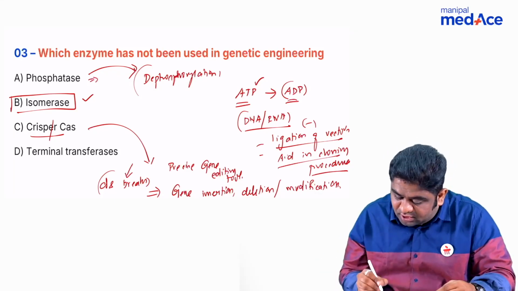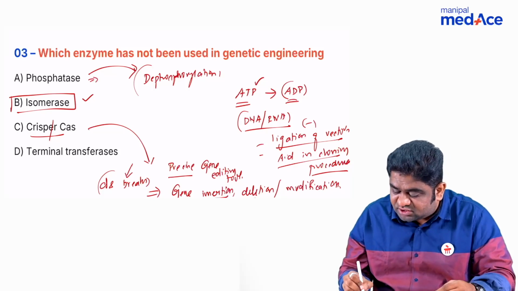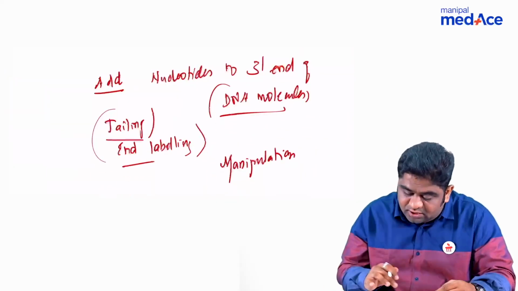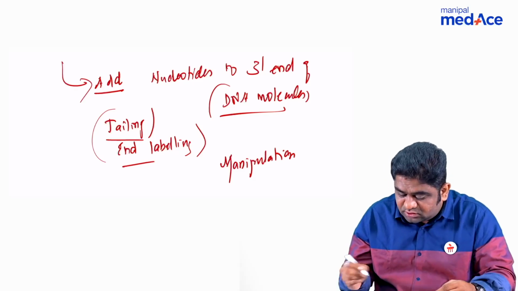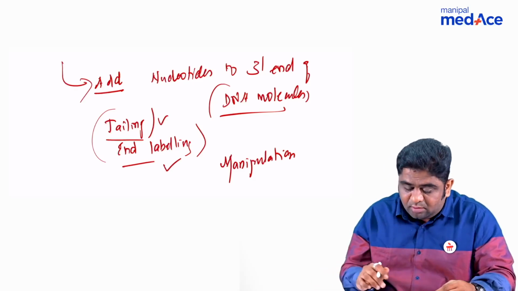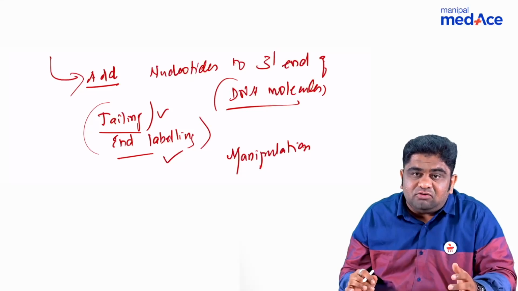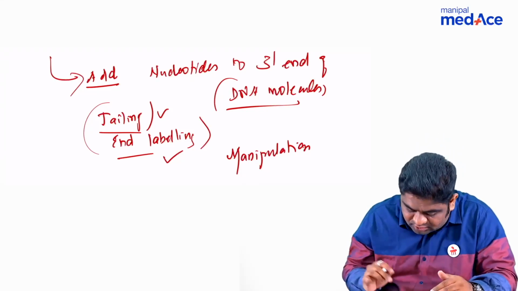When you go for CRISPR, it can go for precise gene editing in the form of gene insertion, deletion, and modification. And if it is terminal transferase, it is capable of adding nucleotides to the 3' end of the DNA molecules, where it helps in tailing and end labeling. But the only one that is not actively involved in manipulation of the DNA would be isomerases.